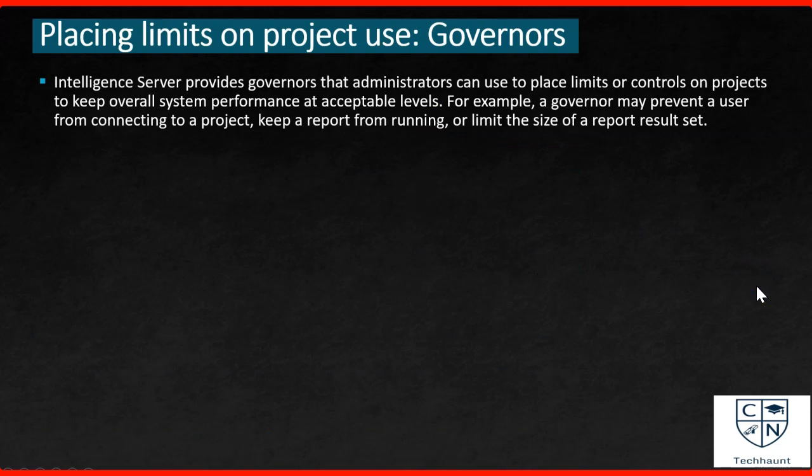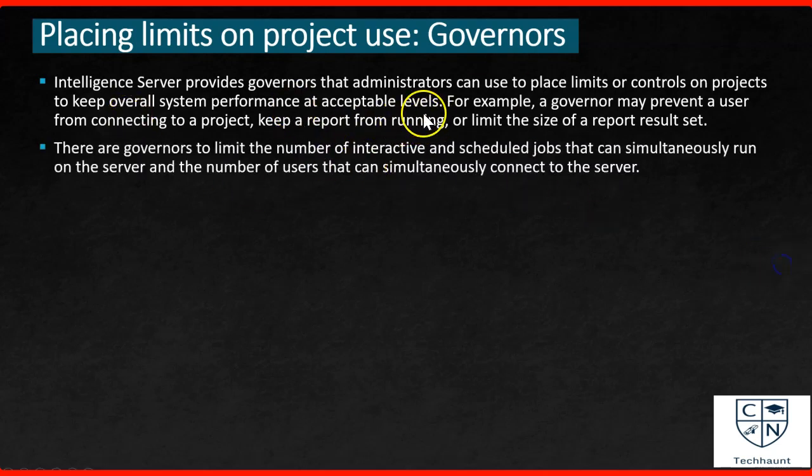So you can place limits on the project using the governors. You can configure the intelligence server, which provides governors that an administrator can use to place limits or controls on the projects to keep overall system performance at acceptable levels. You can keep a report from running by limiting the size of a report's result set. You can set a lot of policies at the project level. There are governors to limit the number of interactive and scheduled jobs that can run simultaneously on the server, and the number of users that can simultaneously connect to your server.